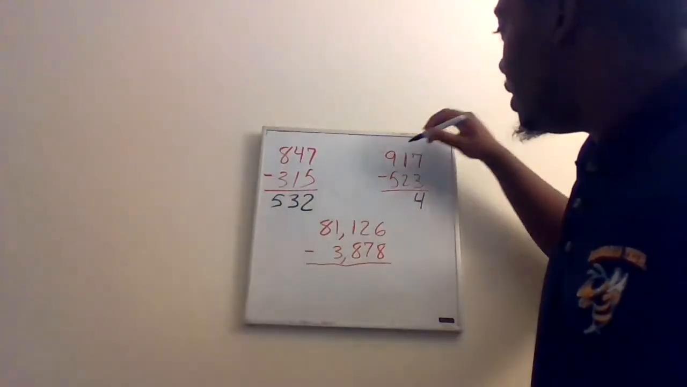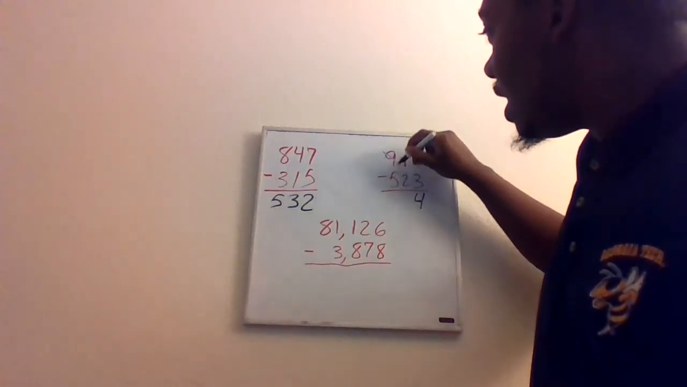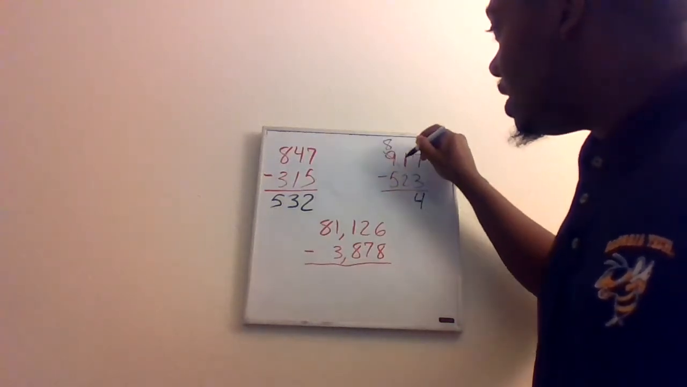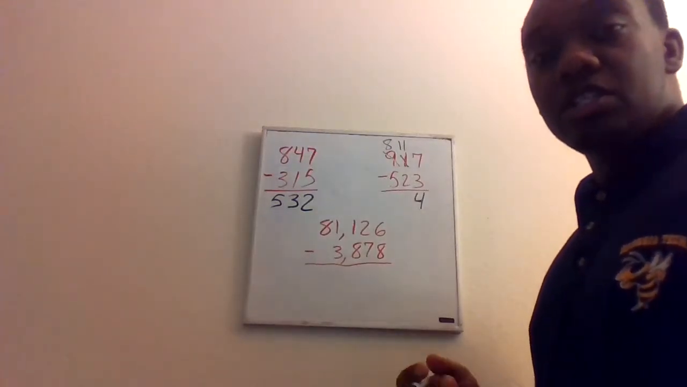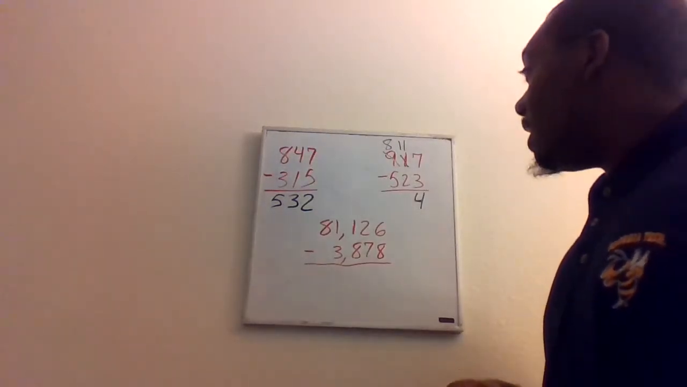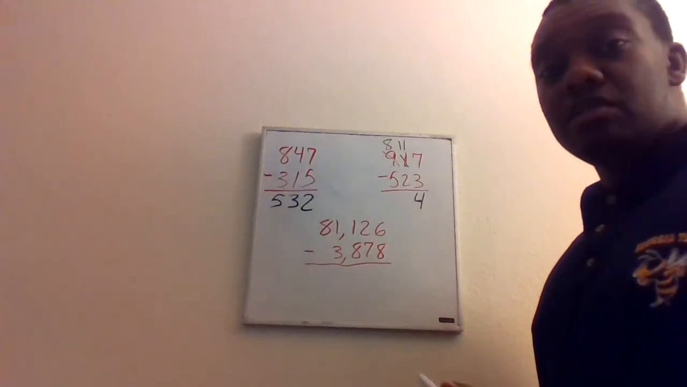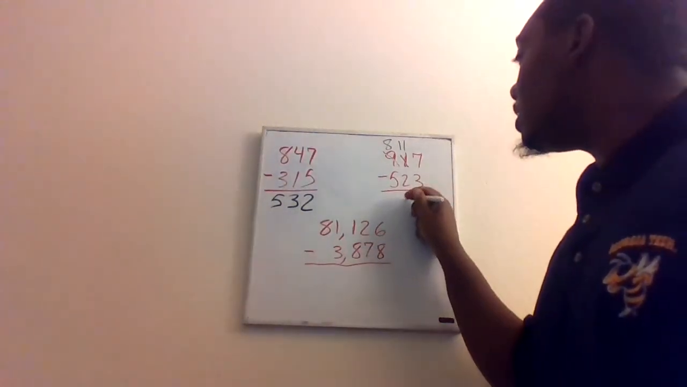To borrow this, we're just going to change this 9 into an 8 and change this 1 to an 11. And that's probably how many of you were taught to do this. So now I can do 11 minus 2. 11 minus 2 will give me 9.